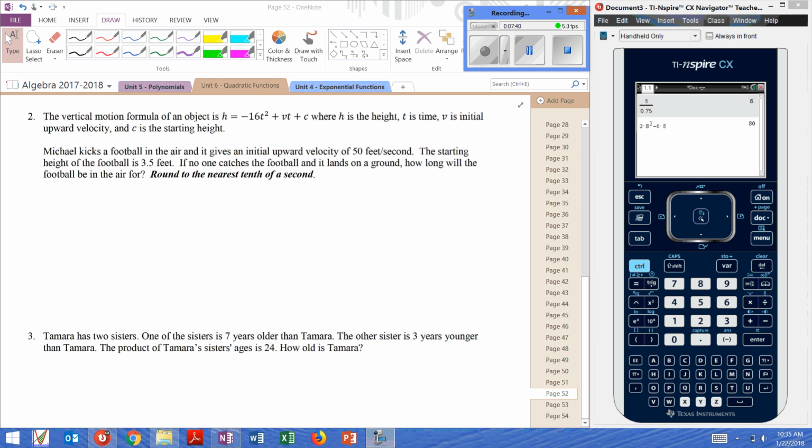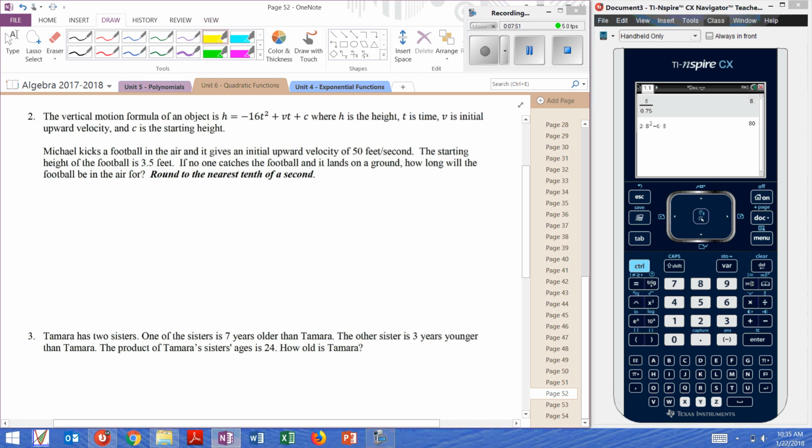All right, take a minute to read question number 2. All right, so they gave us a function right here, and they told us what each one of the variables means. Down below it says Michael kicks a football, and it gives an initial upwards velocity of 50 feet per second. So above that it said that that is actually v. And the starting height is 3.5 feet. Okay, so they gave us h and they gave us v.